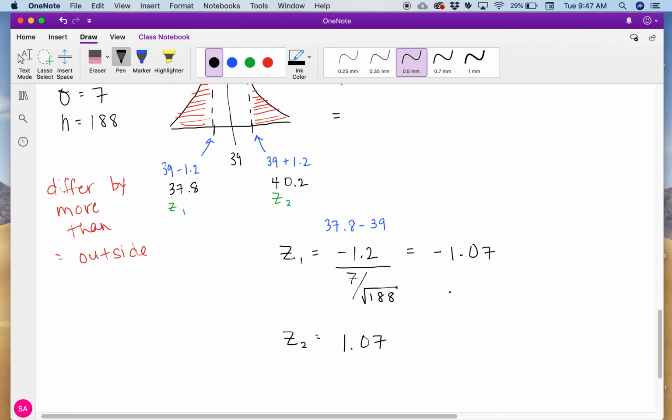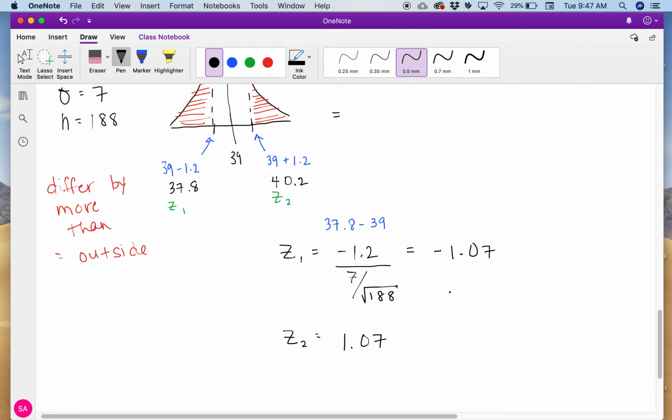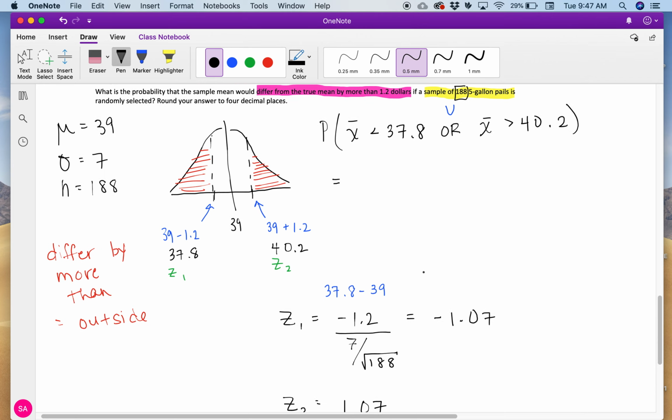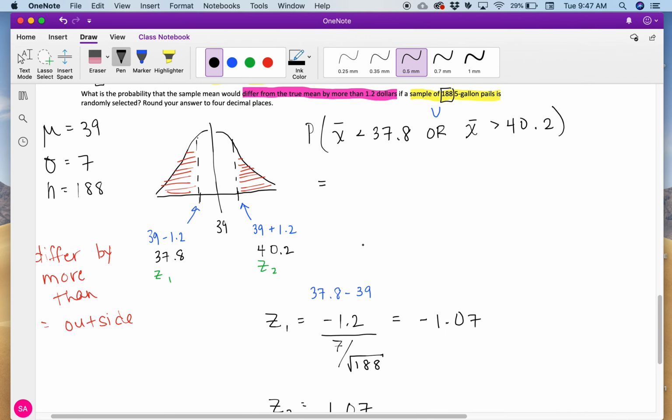All right. But once again, if you're not convinced, use the formula. Plug everything in. You will get the same exact answer. All right, so let's rewrite this. We want to figure out the probability that Z, because we transformed everything to Z's, is less than negative 1.07, or Z is greater than positive 1.07.